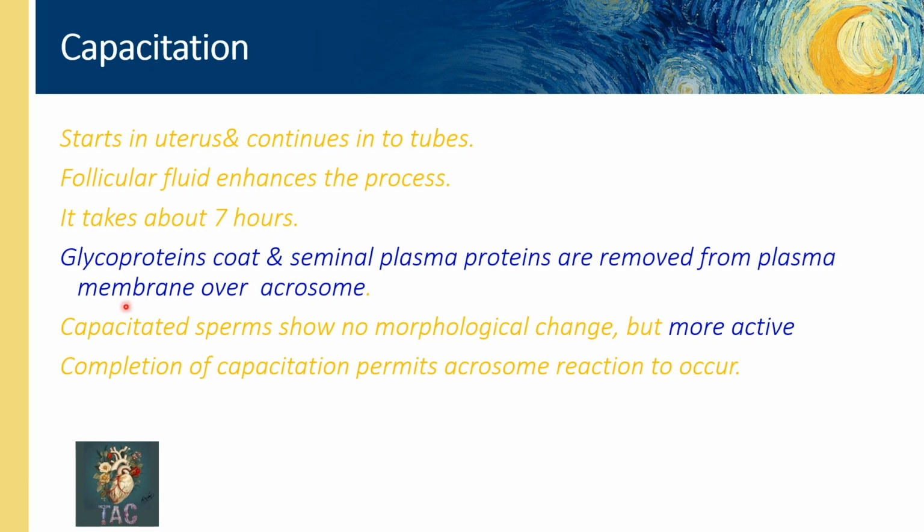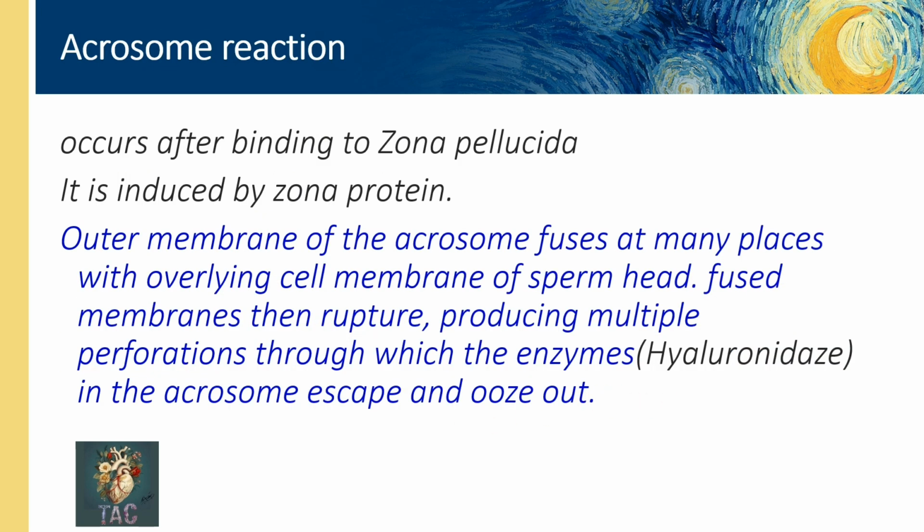The glycoprotein coat and the seminal plasma proteins are removed from the plasma membrane over the acrosome. The capacitated sperm show no morphological changes, but are more active, and completion of capacitation permits the acrosomal reaction to take place. The acrosomal reaction occurs after binding to the zona pellucida. It is induced by the zona proteins.